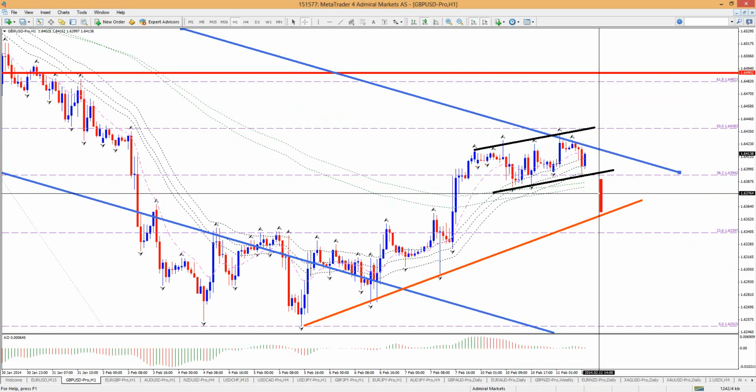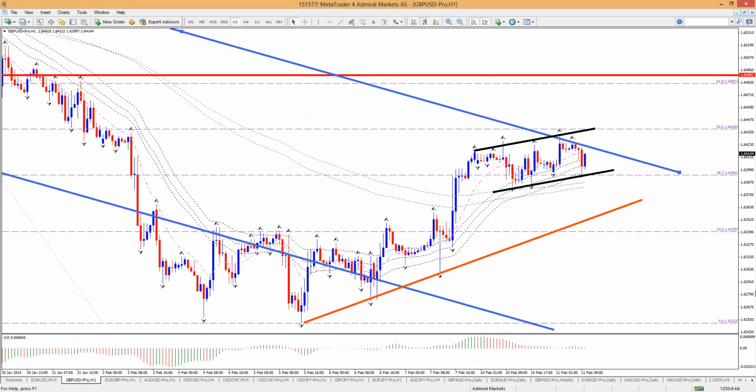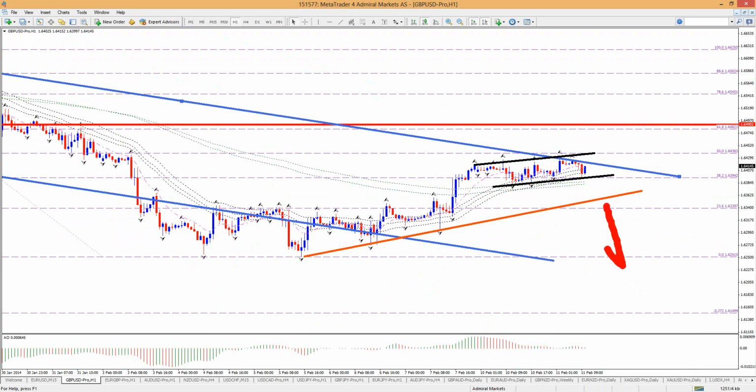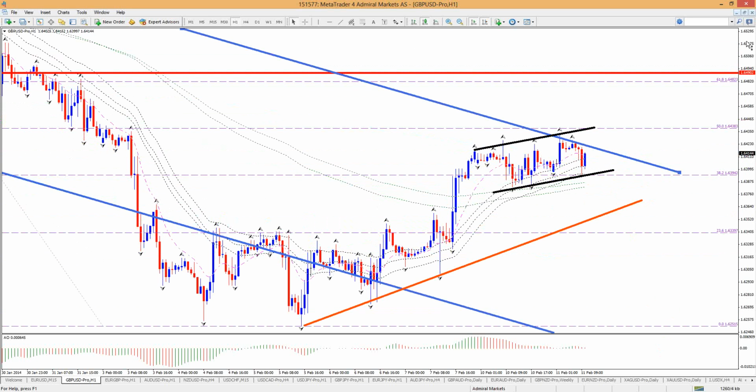So there's some small downside here, but what I really like more is a break below orange for that downside confirmation. And we would continue with this downtrend on the pound dollar, like this. Something like that. So these are the most important lines in the sand.